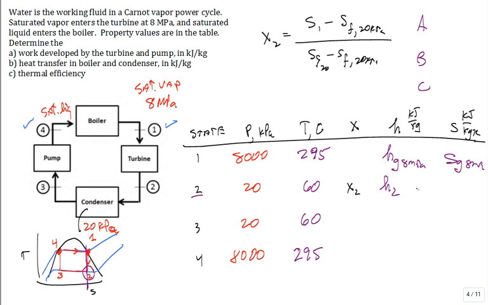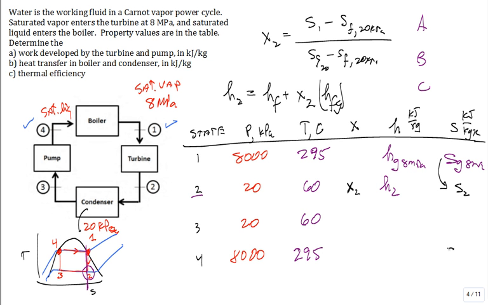True? Once you got the quality at state 2, because S1 is equal to S2, then you can calculate H2. How would I get H2? Would it be equal to Hf plus the quality at 2 times Hfg? Yes or no? Yes, it would be. Okay, let's take a look.